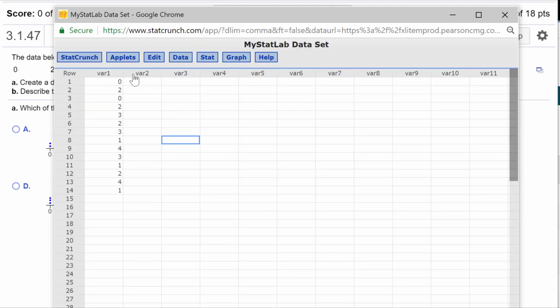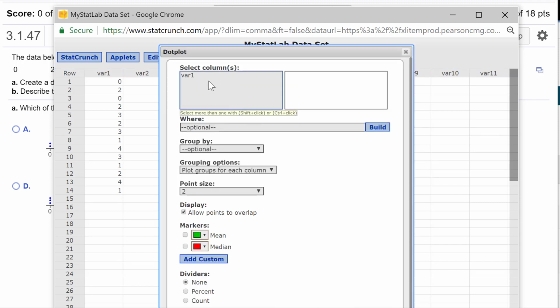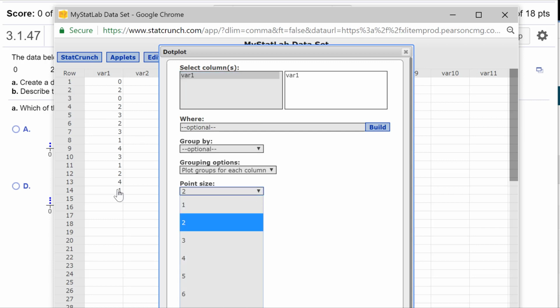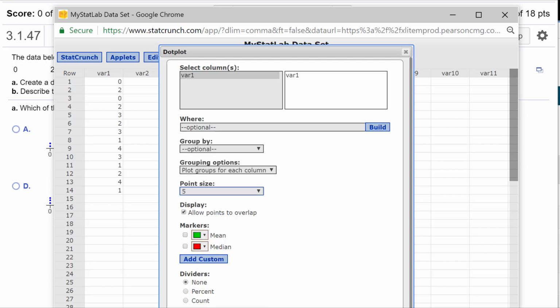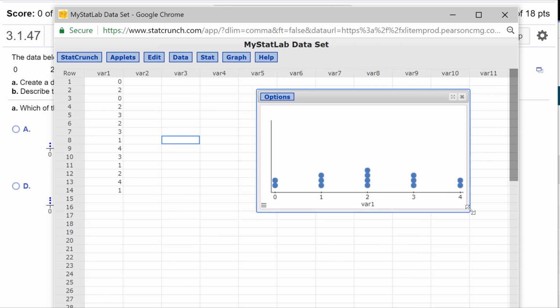Okay, so there's our data there. We're going to go to Graph and dot plot. Select our variable. You can make the dot plot. If we don't have many rows here, we only have 14, 15 rows, you can make the dots a little bit bigger. Put them at 5. And there we go. There's our dot plot.